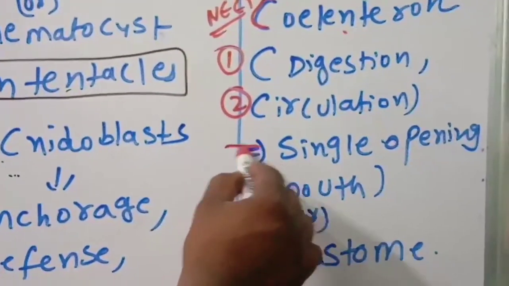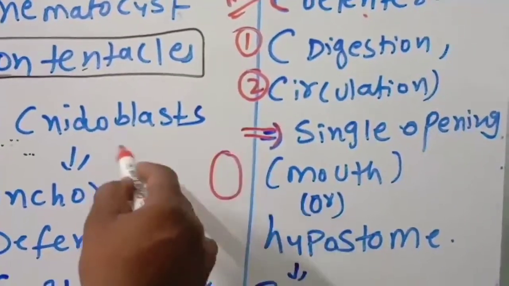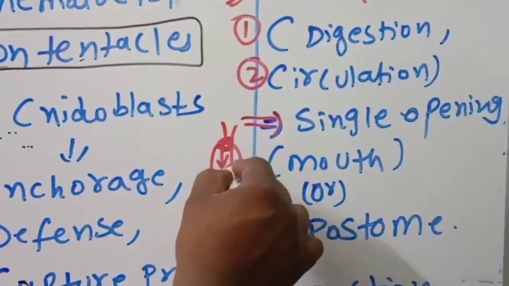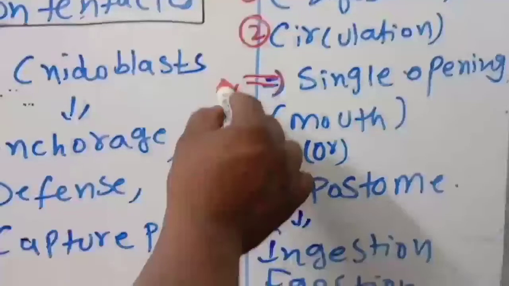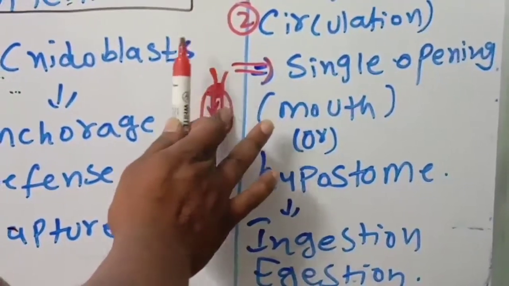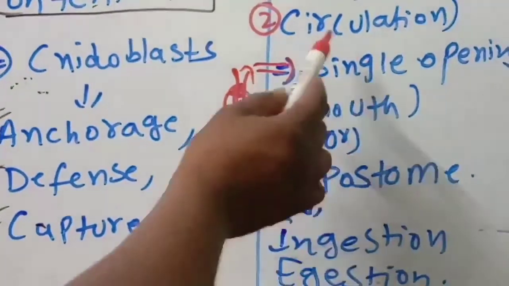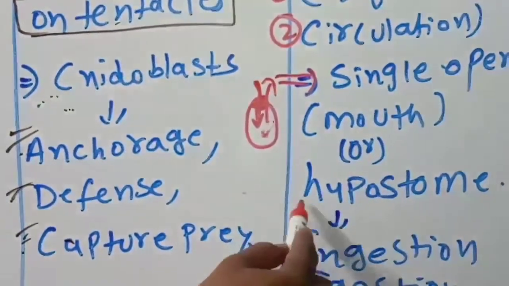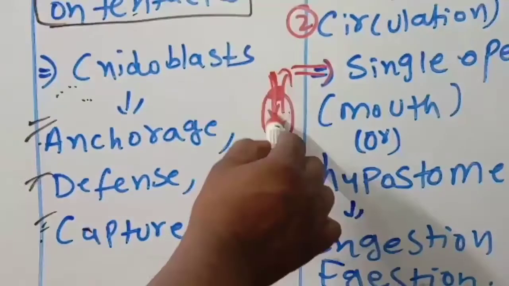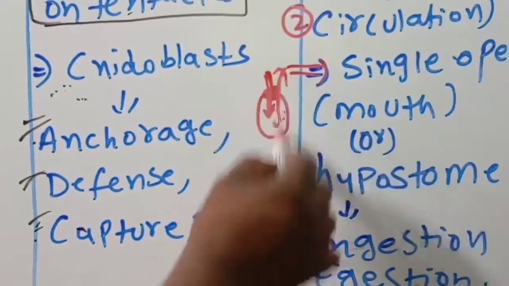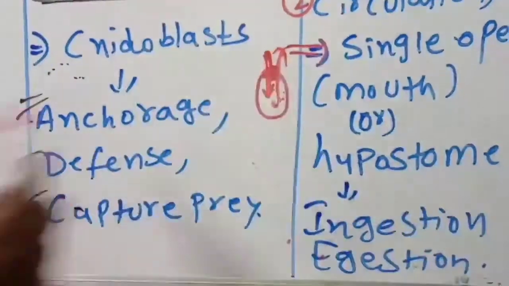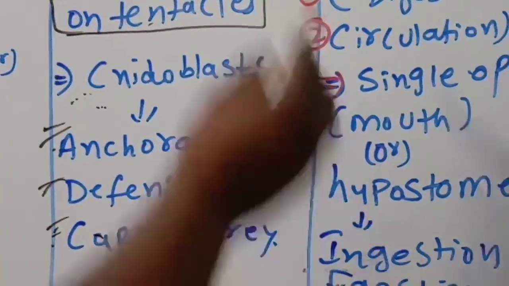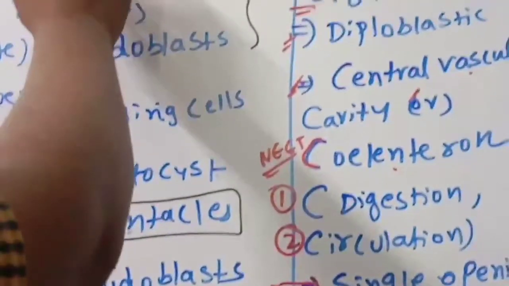There is a single opening present in the cnidarians. This single opening, the mouth or hypostome, is helpful for both ingestion and egestion, taking in the materials and sending out the waste materials. Ingestion and egestion are possible with the help of which one? The hypostome. Remember this one. This is the most important bit.